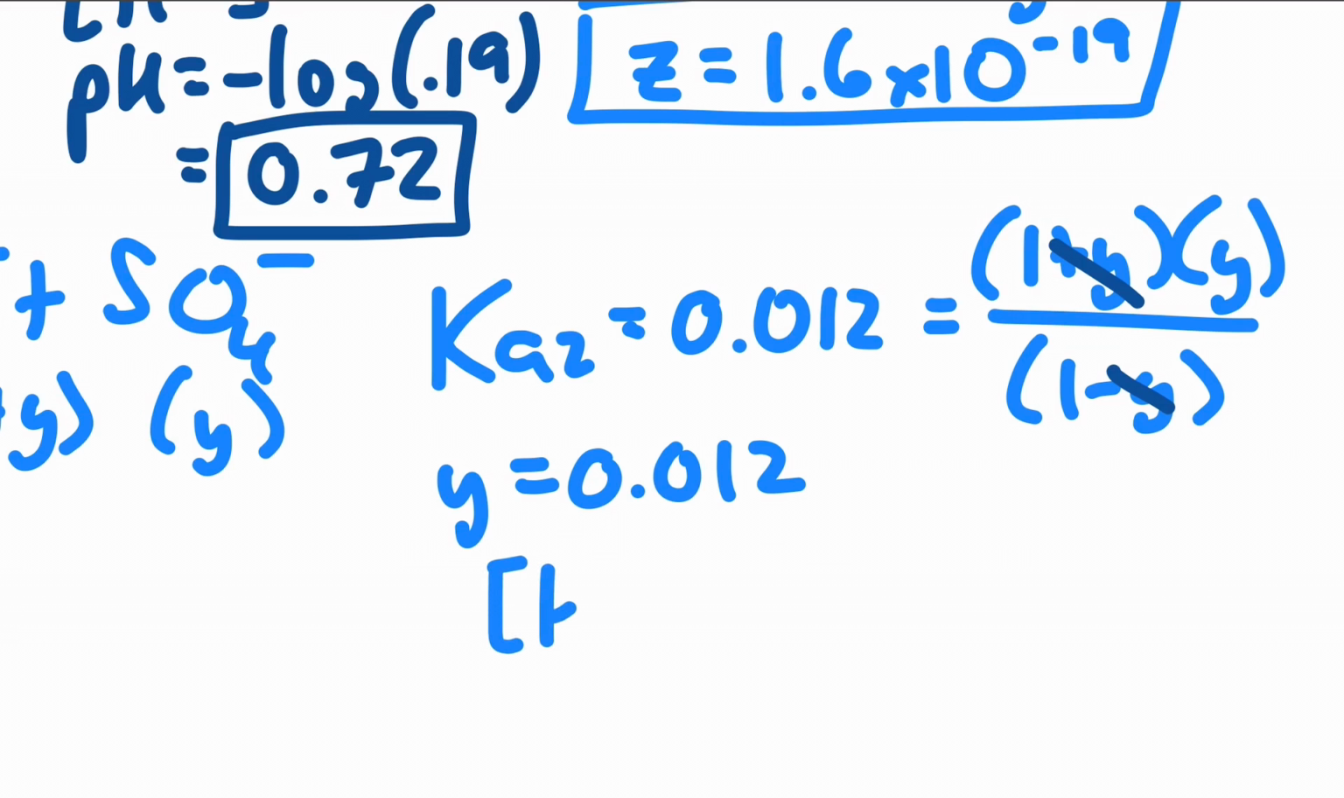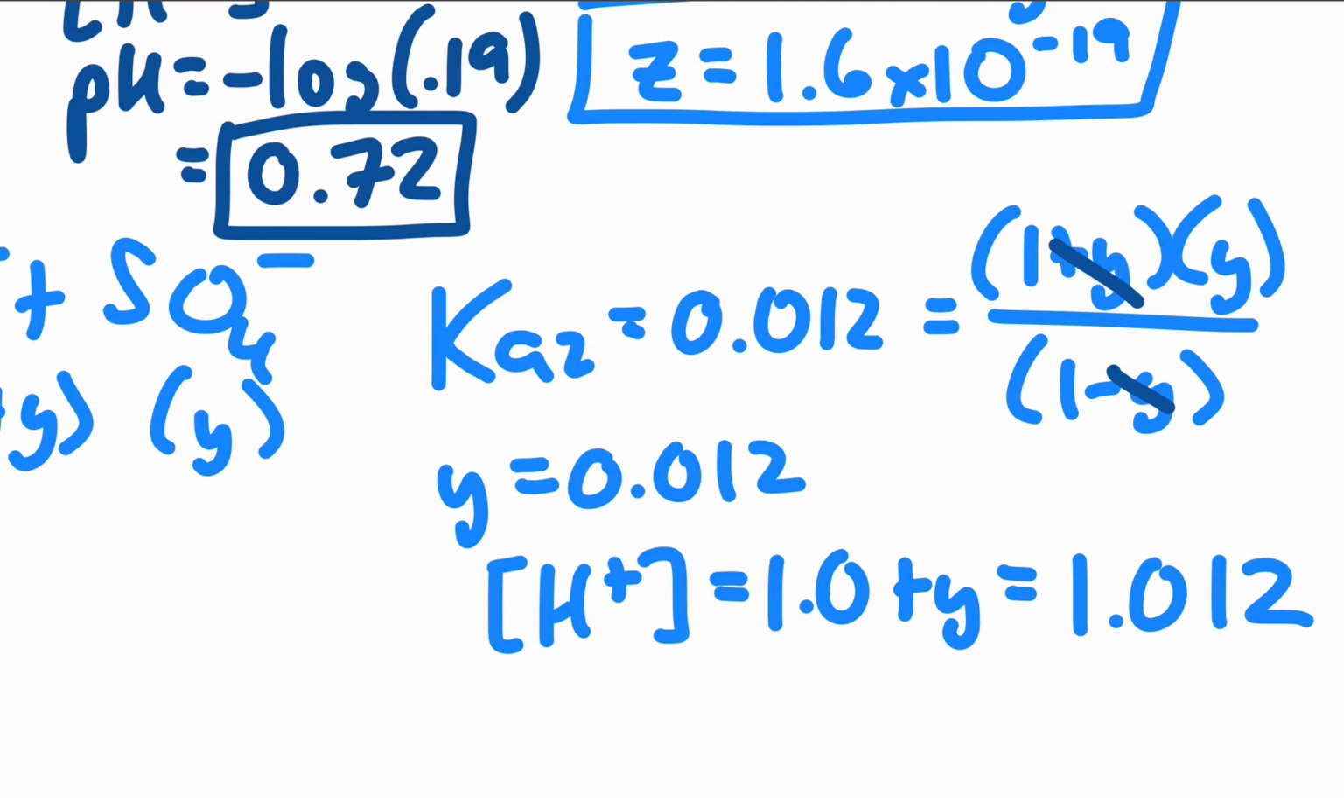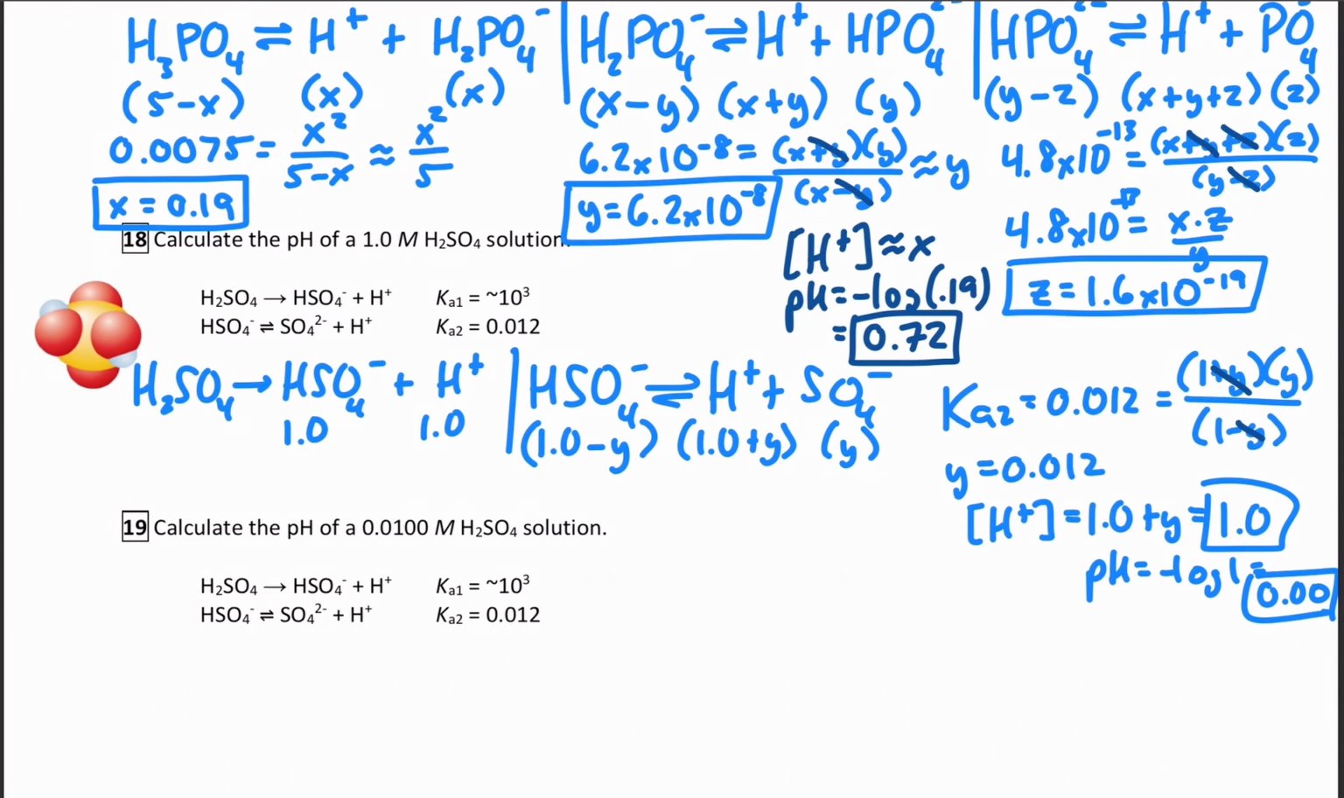Now my H plus concentration we defined earlier as 1.0 plus Y, which, if you follow sig fig rules, notice what happens here. I have something precise to the tenths place, and I'm adding something to the thousandths. Even though at first you would write 1.012, with sig figs, those last 2 digits are insignificant. So 1 plus 0.012 is just 1.0 molar. And then your pH is the negative log of 1, which is exactly 0. So a 1 molar solution of sulfuric acid should be exactly 0 with that level of precision.